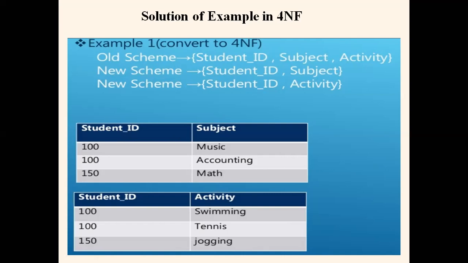So here what do we have? We have 100 with 100 and 150, where the activities are swimming, tennis and jogging. So here we do not have any repeating values in both the sections. Student ID is associated with music and student ID is associated with accounting. So here we have segregated from BCNF to fourth normal form.